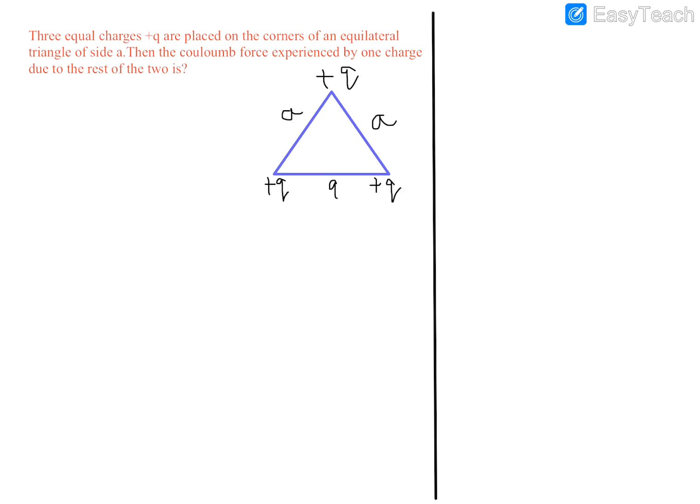So the question is, there are 3 positive q charges placed at the corners of an equilateral triangle with the side a. That means each side will be a. So now there are 3 charges. The question is, find the Coulomb force experienced by any one charge, because all the 3 charges are of the same type. So you need to find the force on any one charge, any positive q charge.